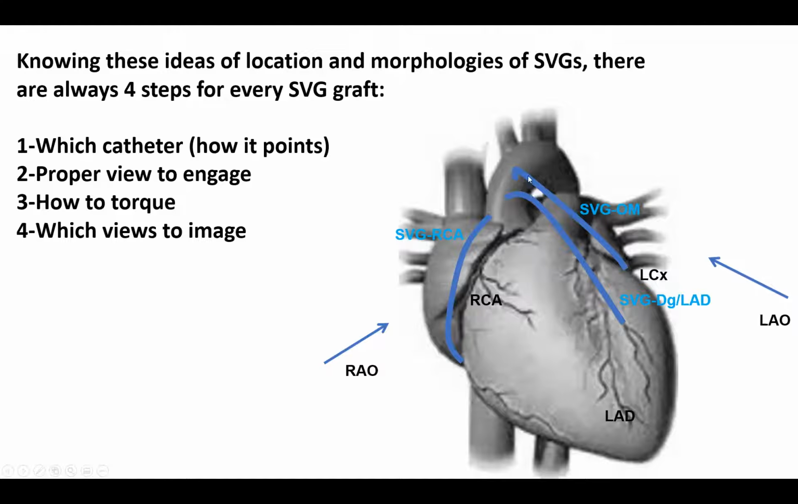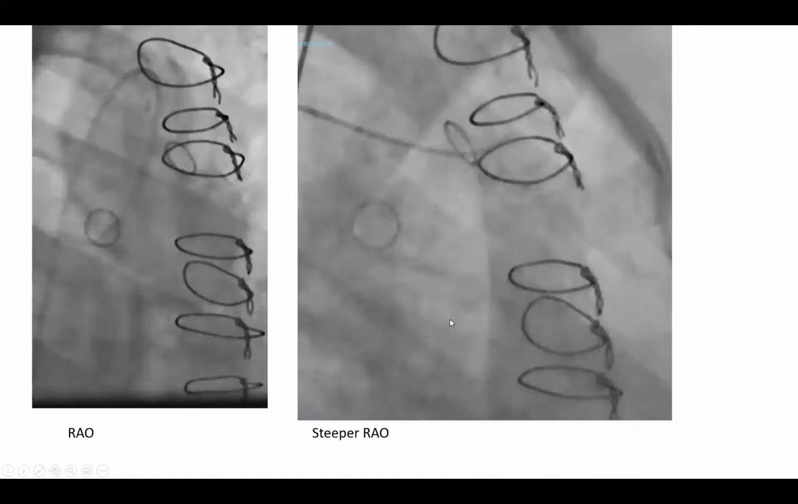So I have the JR4 in my hand. Can I use it to engage the graft to OM? I do, and that's how I proceed with those cases. I engage the native left, native right, then I engage with the same JR4 catheter the graft to OM, graft to diagonal, if the patient has a graft to diagonal, and I use the same catheter to engage the subclavian for the LIMA, okay? So in this case, I went straight to try to engage the graft to OM.